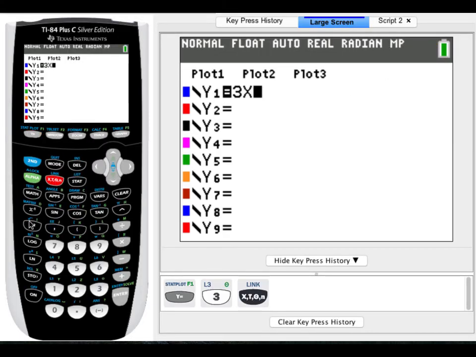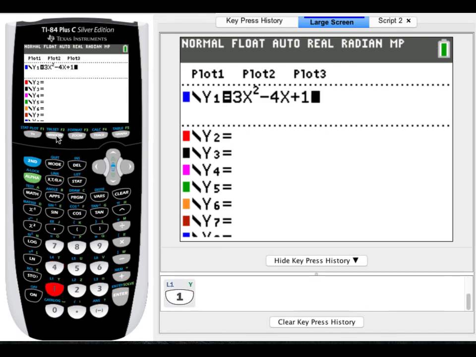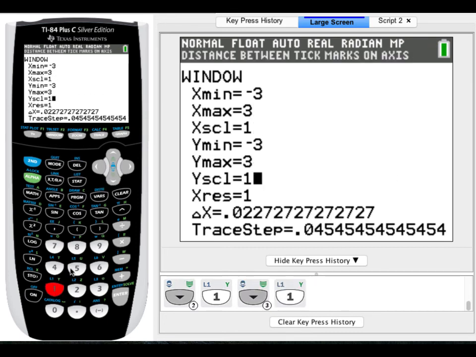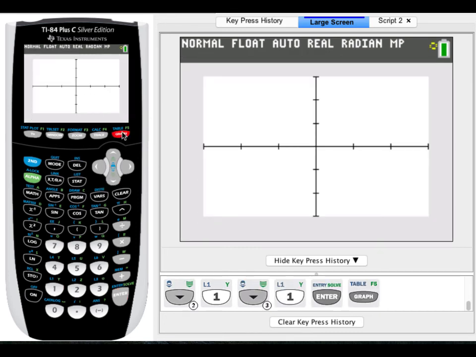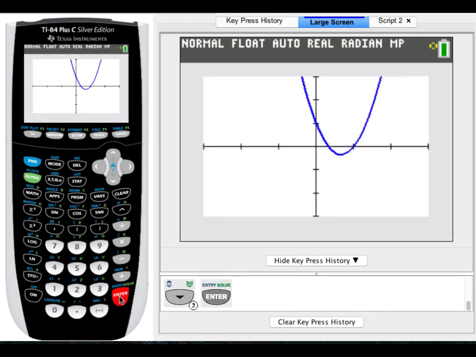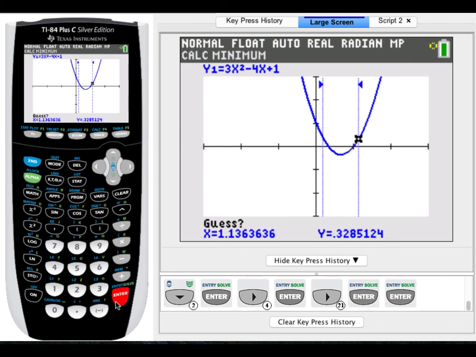So go to your y equals, and substitute the original equation given into the y equals. Set up your window. I know I don't have a lot here, so I'm going to just do negative 3 to 3. And then graph. Next, do second trace to calculate minimum, which is 3. Left bound, we're going to move the cursor to the left of the minimum value or the vertex. Push enter, move the cursor to the right of the vertex. Push enter, enter one more time, and there's our minimum value. Since it's concave up, we have a minimum. If this graph had been concave down, I would have had a maximum.